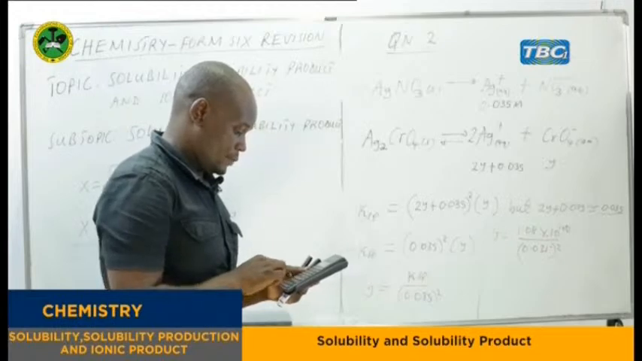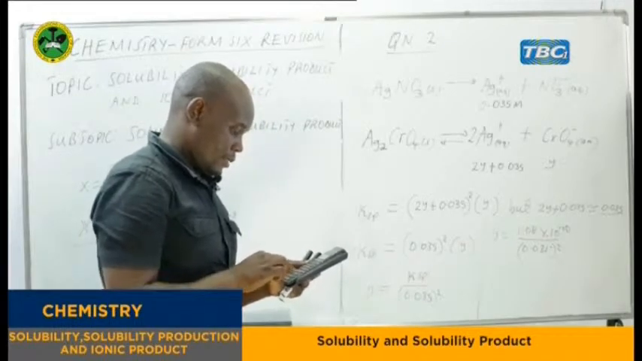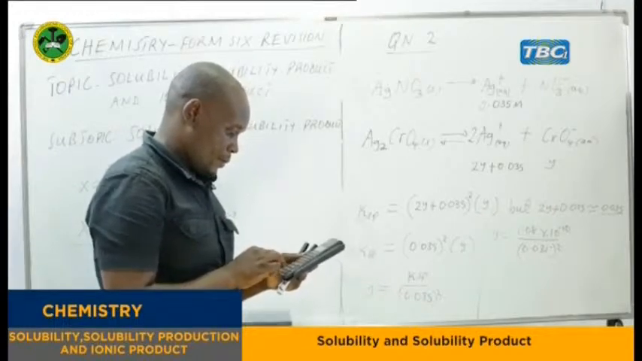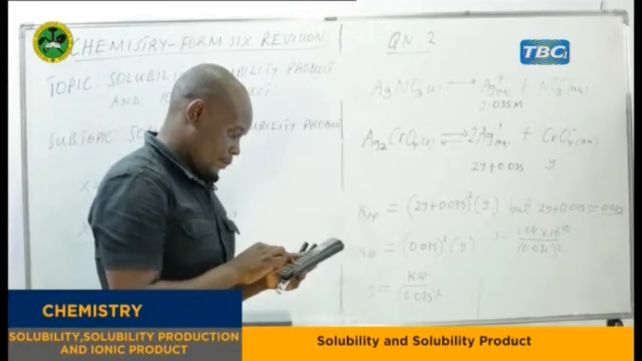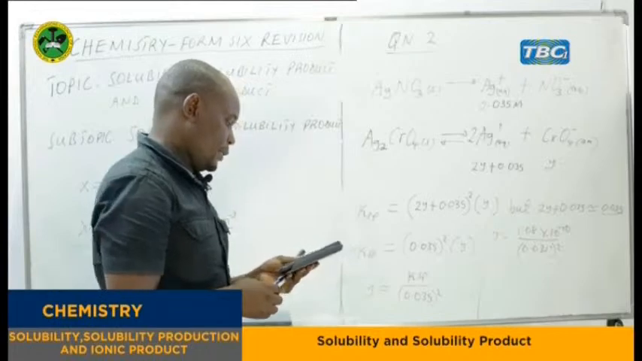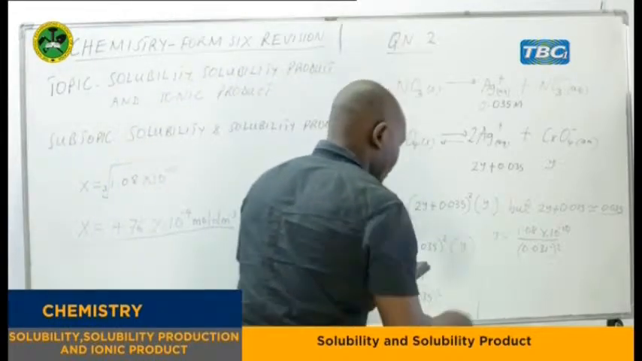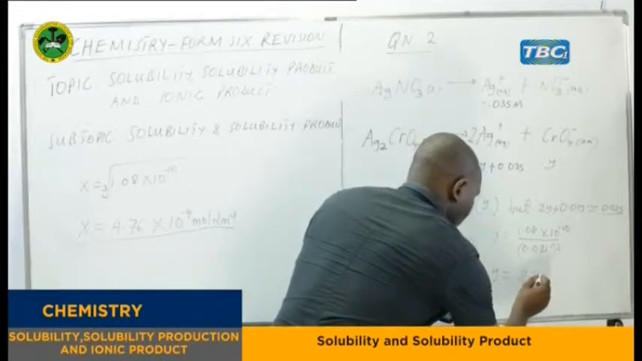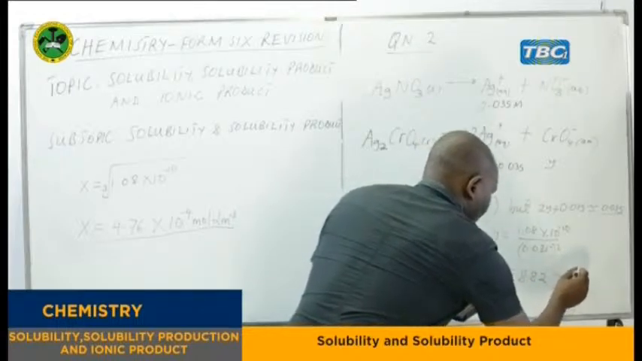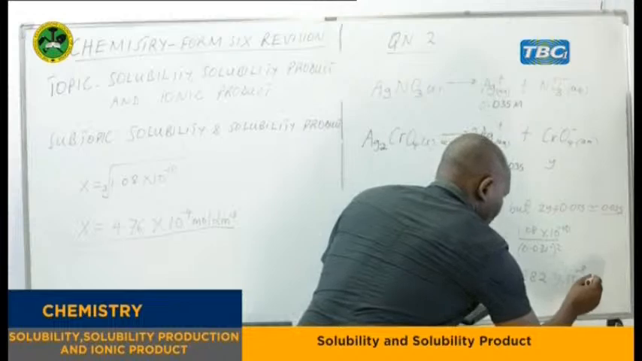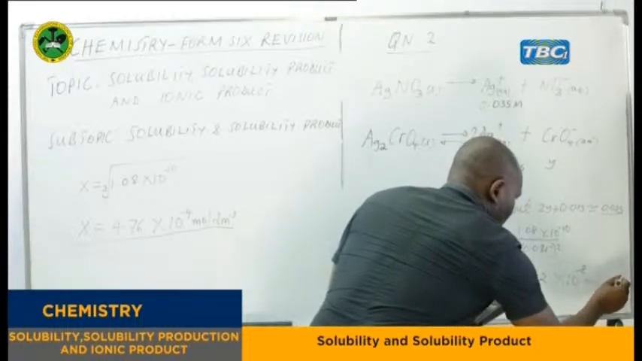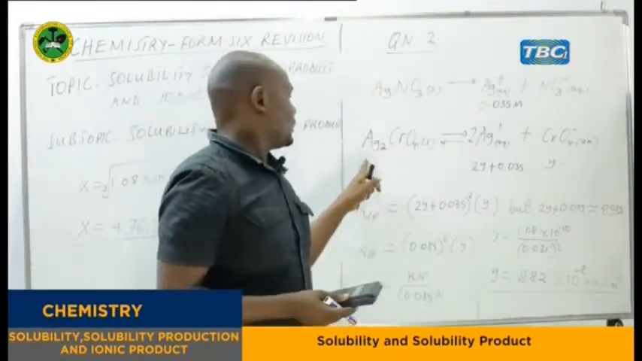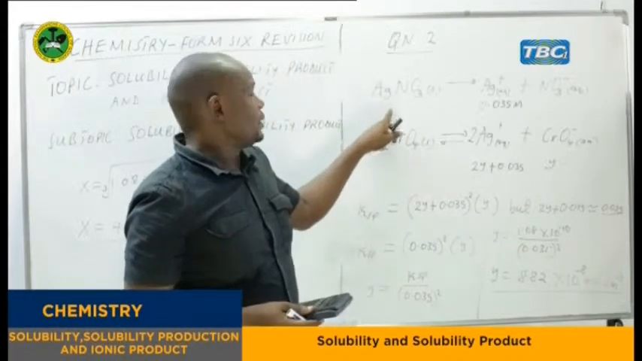1.08 times 10 power negative 10, divided by 0.035 squared. Then the answer is 80.8, so we get Y equal to approximately 80.8 times 10 power negative 8, in moles per decimeter cubed. So this is now the solubility of silver chromate in silver nitrate.